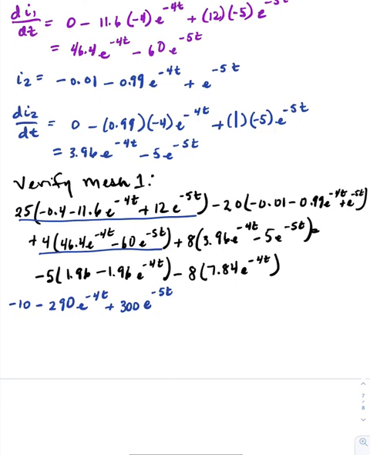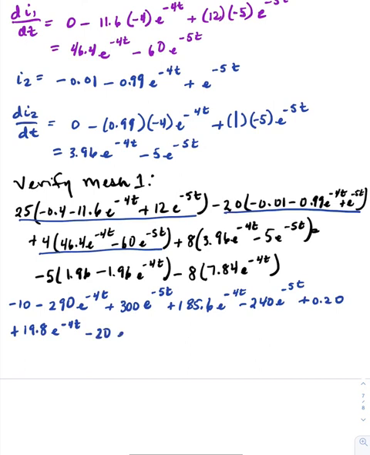So that's plus 185.6 e to the minus 4t minus 240 e to the minus 5t. And now I'm going to do this one. So that's plus 0.20 plus 19.8 e to the minus 4t minus 20 e to the minus 5t.